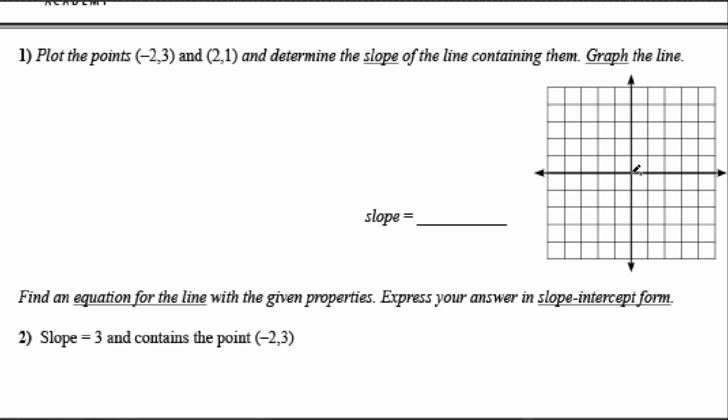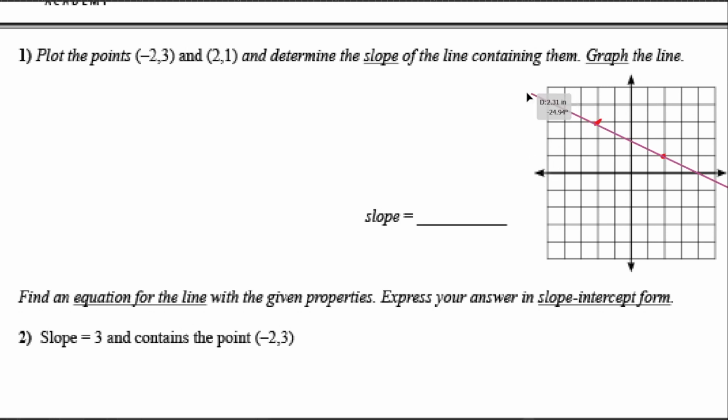It's -2, 3, so you start at the origin. You go -2 on the x, then 1, 2, 3 on the y. Did I count right? 1, 2, 3, right there. Sometimes these lines get all mixed up in my eyes. Then 2, 1. So 2, 1 is right there. And then let's graph the line first, and then we'll worry about the slope. You could just count, couldn't you? Since you've already graphed it.